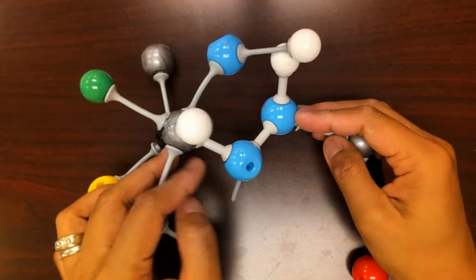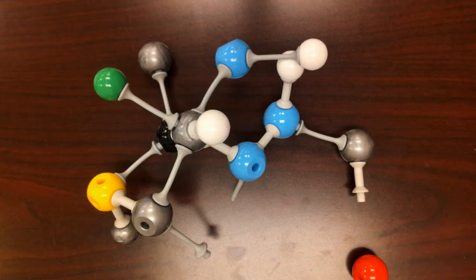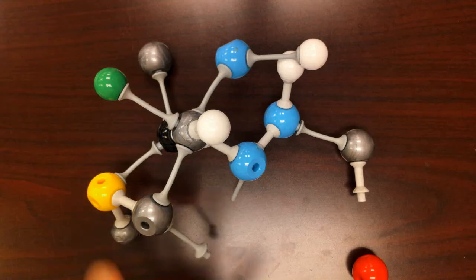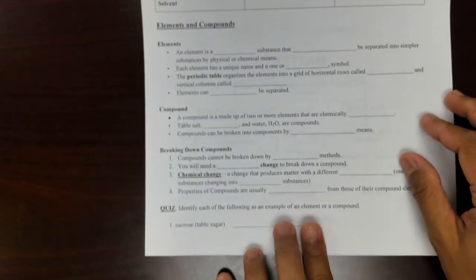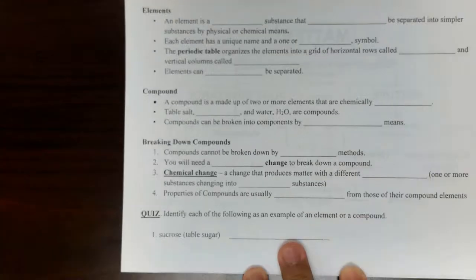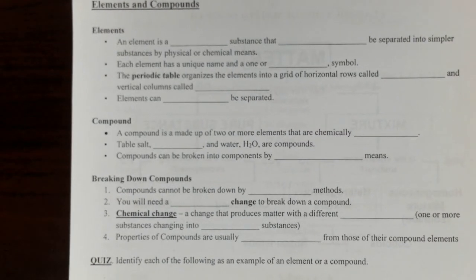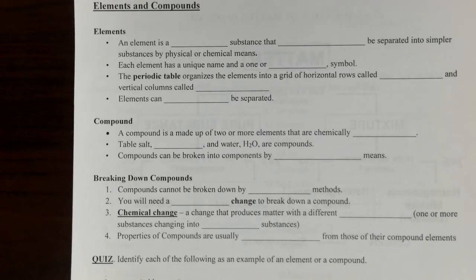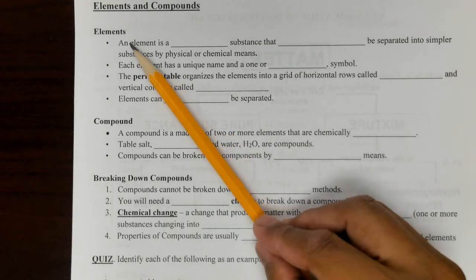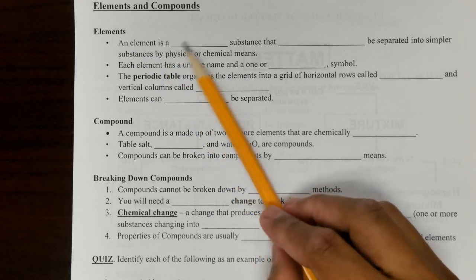Now, to further elaborate this, let's look at your paper and let's be able to define your element and compound. So let's go to that paper and let's look at your question. Okay, so let me zoom that in and let's start with our definition for our elements. Okay, so let's start on this part here. An element is a blank substance.